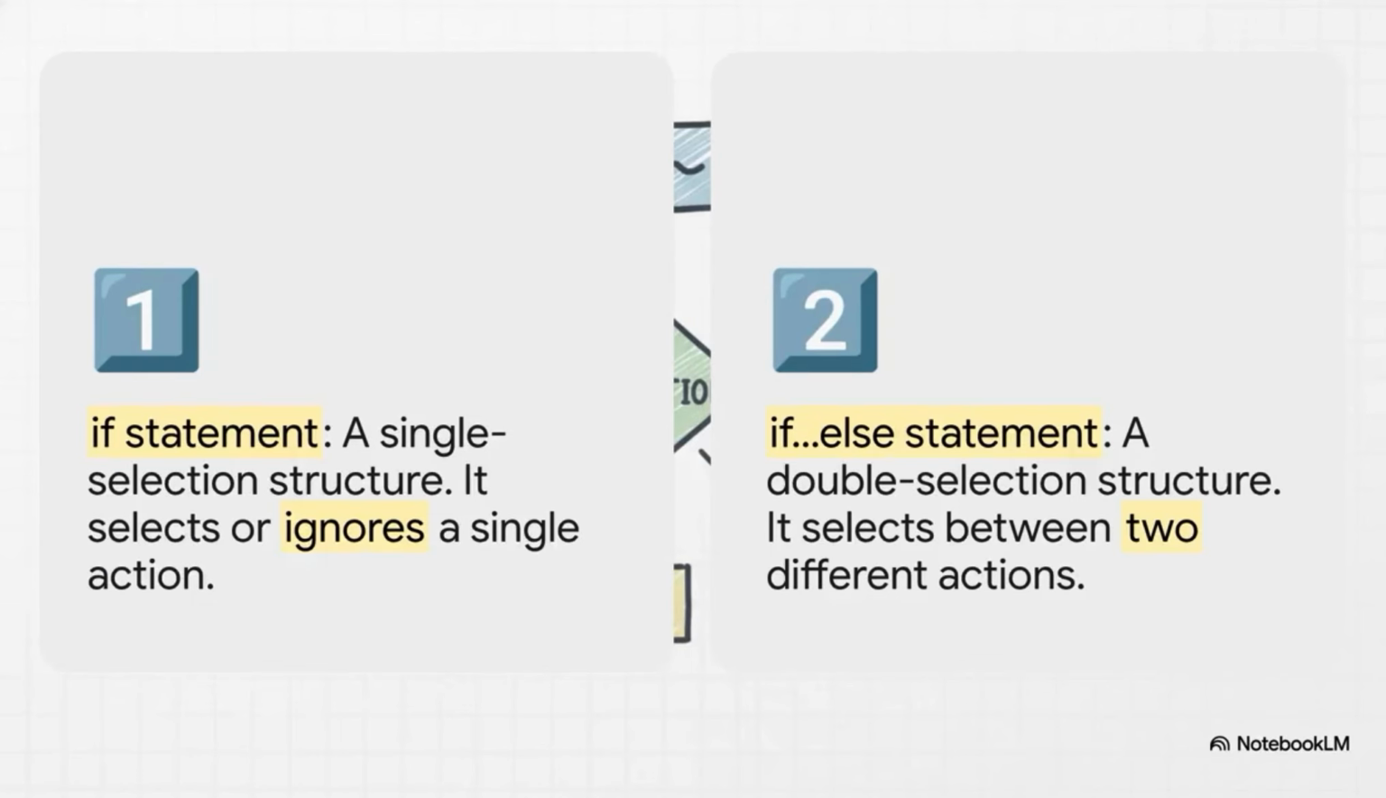First up is the simple if statement. Think of it like this: if this is true, then do that. And if it's not true, well, nothing happens. It just moves on. But then you have the if-else statement, and this gives us a real choice. If this is true, do that. Otherwise, do this other thing instead. Now you have a path for both outcomes.